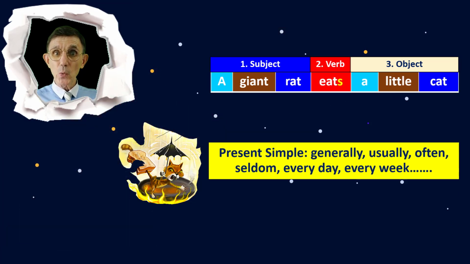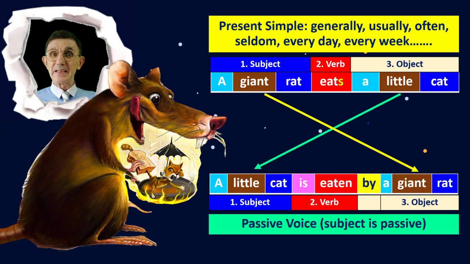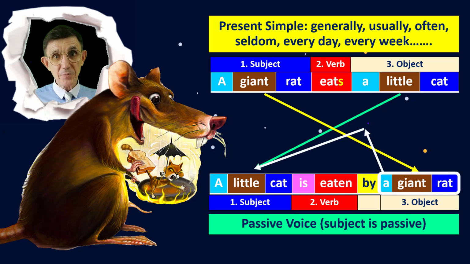In this slide, we see a little cat, and this little cat is eaten by a giant rat. This sentence is in the passive voice. We also see that an object became a subject, and a subject became an object. Now, a subject, the cat, is passive, and it is subjected to the actions of an object, or rat. So, please look at these two sentences and try to see and understand the difference between the active and the passive voice. In the passive voice, a subject is passive. It means that somebody or something does something with it.